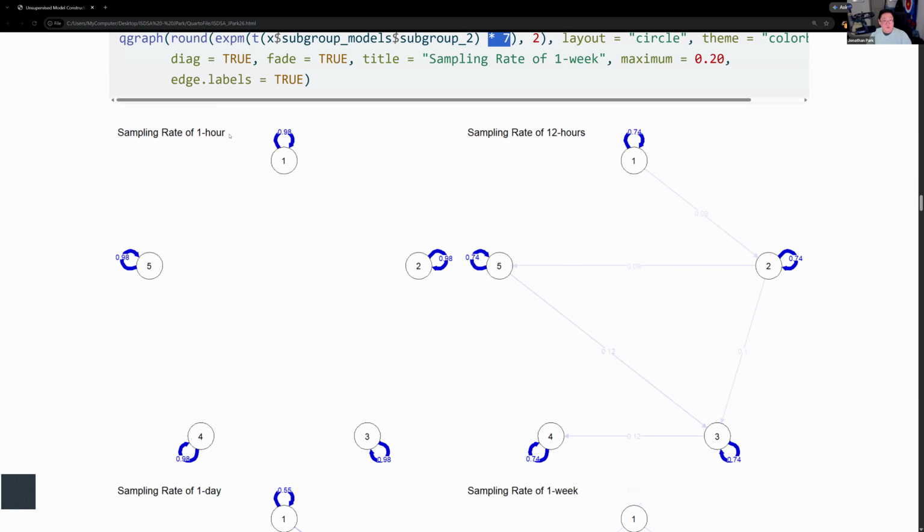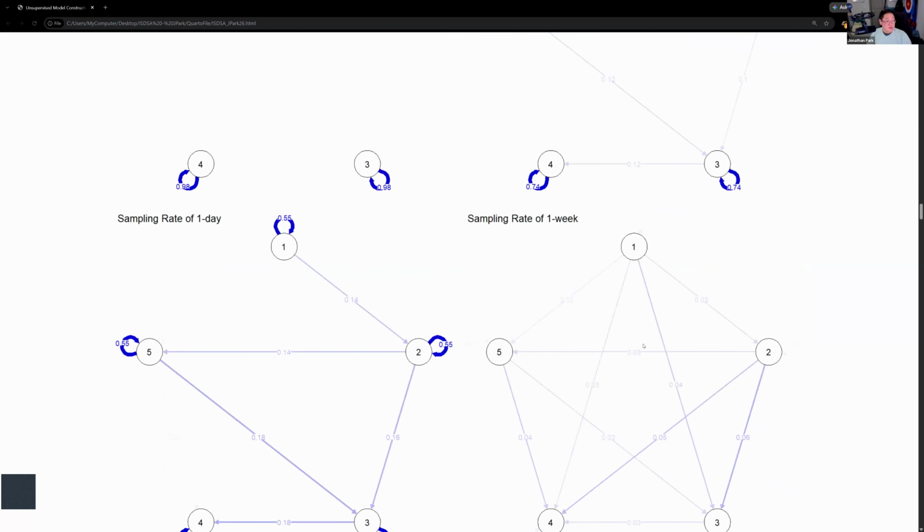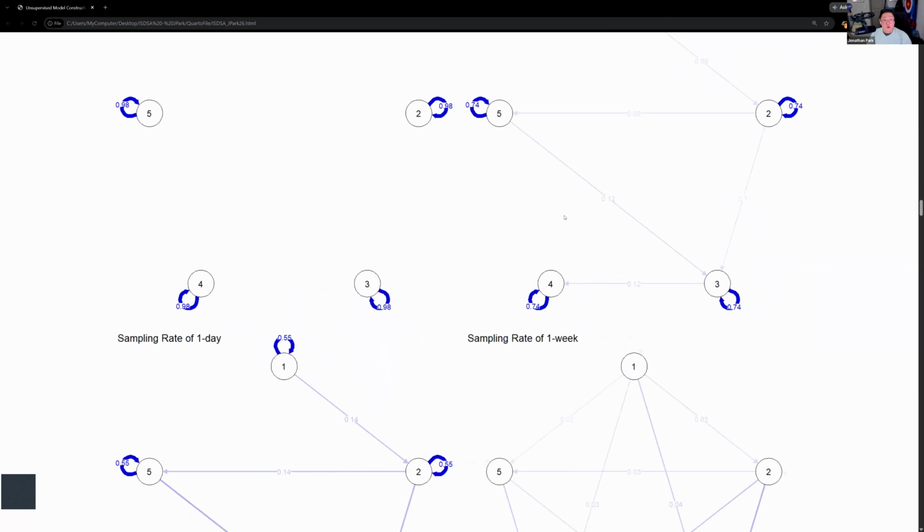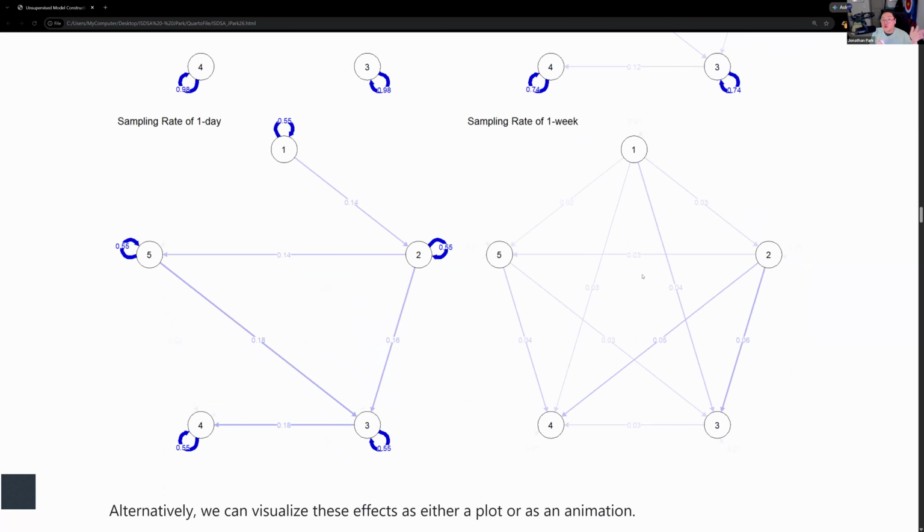We see at a 1-hour rate, basically all of the variables are just predictive of themselves. Every 12 hours, we see the effects are beginning to emerge between the variables. At a sampling rate of a day, we see that they're pretty strong now, at least the strongest that they will be. And then finally, we have all of the effects mostly decayed by a sampling rate of 7. So over the course of a week, this is the evolution that you would see of the effect sizes in the discrete time model.